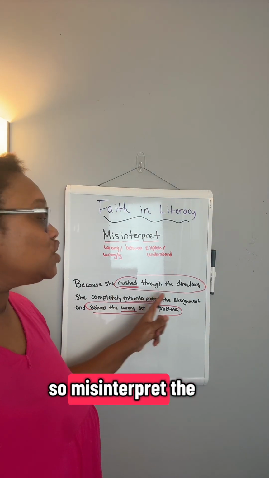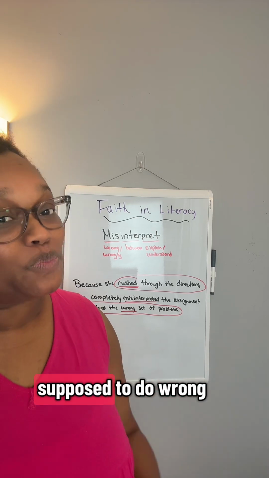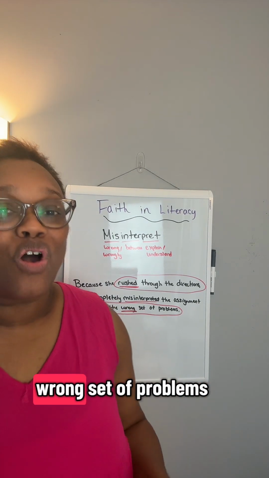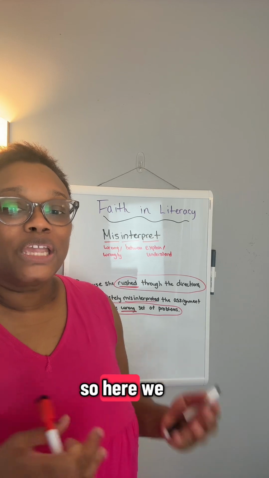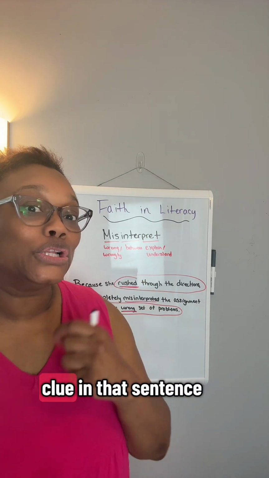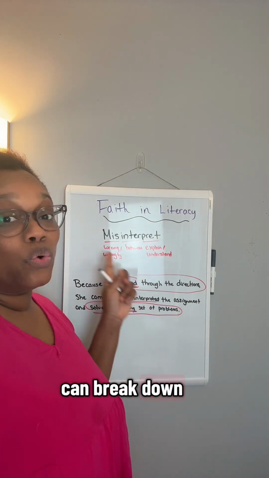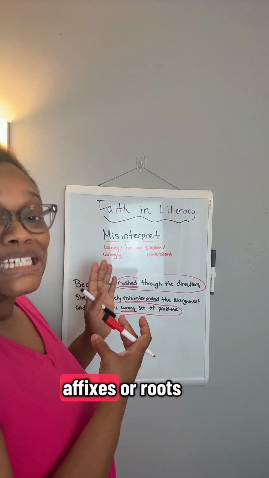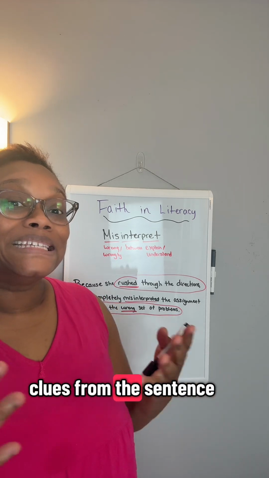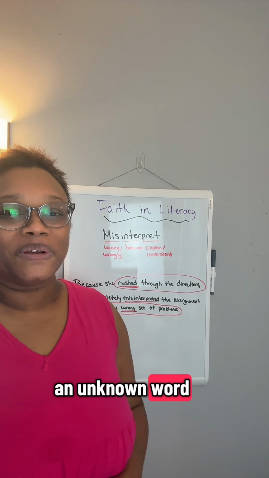So misinterpret the assignment means that she got the assignment or the work that she was supposed to do wrong because she ended up solving the wrong set of problems. So here we have an explanation of the mistake. That is the clue in that sentence. So your child can break down words into their affixes or roots, or even use clues from the sentence or sometimes even surrounding sentences of an unknown word.